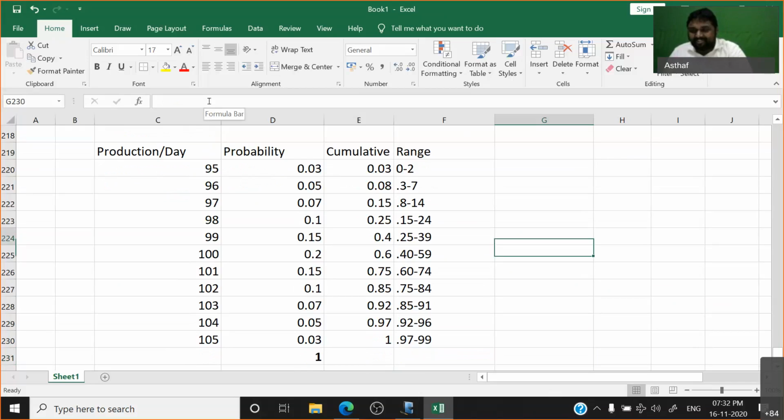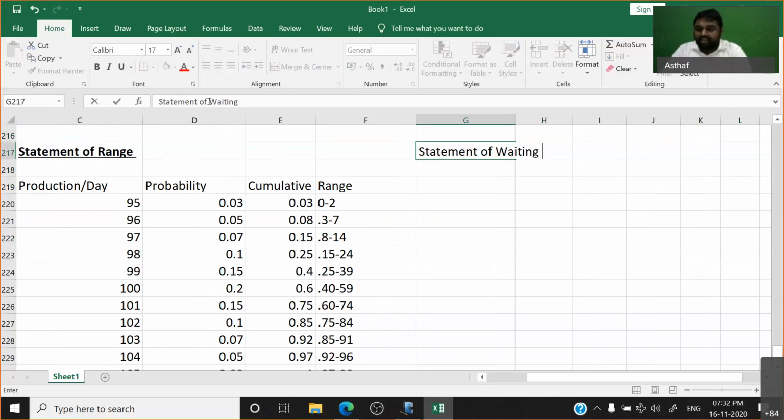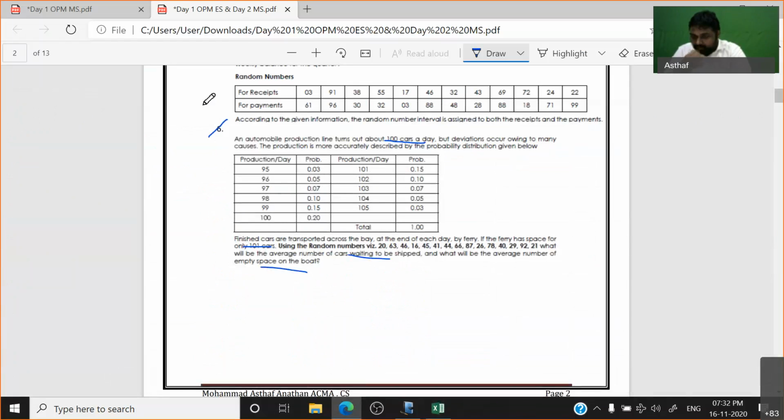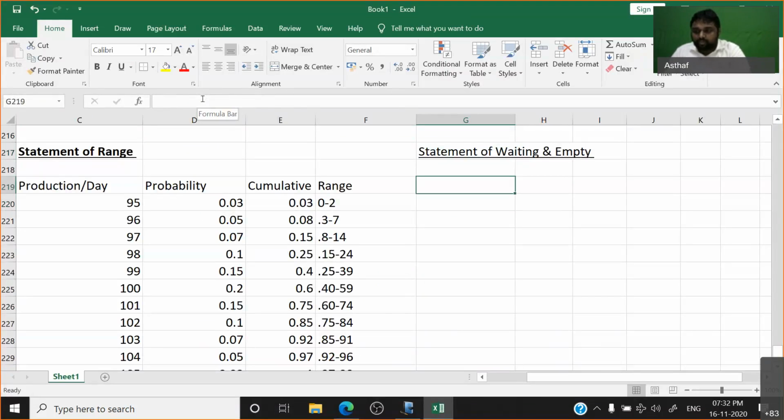I don't even want to do it, but I will. Statement of waiting and empty. I'll give the clue, you can do it yourself. Statement of waiting and empty. So first we take the random numbers. What is a random number?